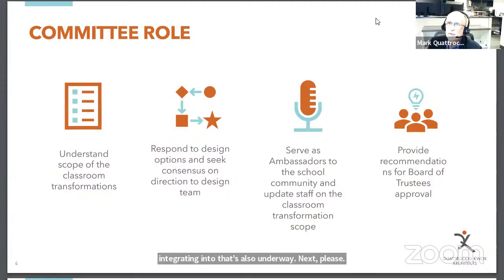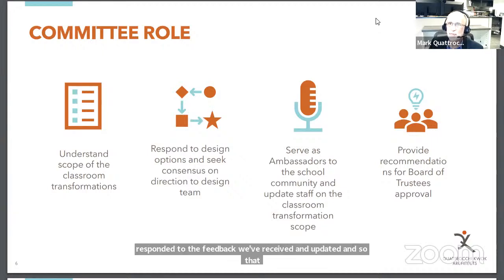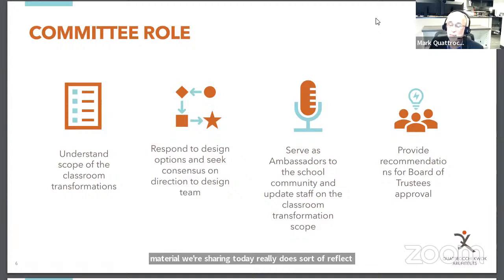Those of you who know us, we've always prided ourselves in a very inclusive process to ensure that the school sites are involved. We started off up to this point with a committee of representatives of the schools and representatives of the districts and maintenance department and Greystone West, and reviewed the scope of the project. What's possible? What could we do? And most importantly, what are their priorities? We've responded to the feedback we've received and updated, and so the material we're sharing today really does reflect the considered opinion of all those members of the committee.